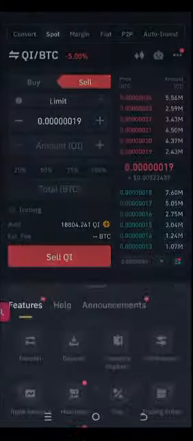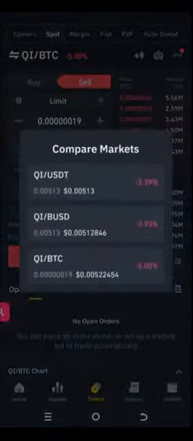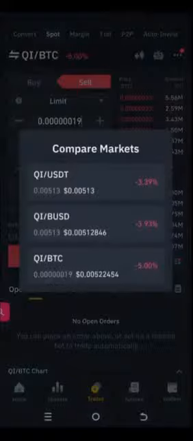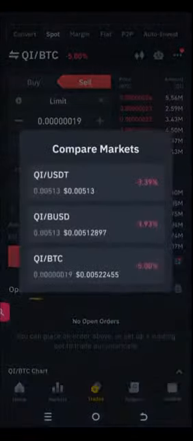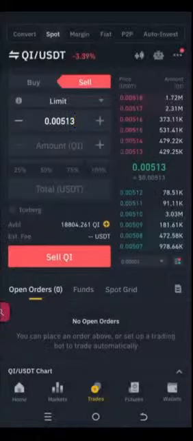So let's go and check. We're just going to have to wait. Oh no, this is QIBTC. Let's go back to QIUSDT. So we're going to set a sell limit and just wait for it to execute. We don't know how long this is going to take. A couple of days, a couple of hours.